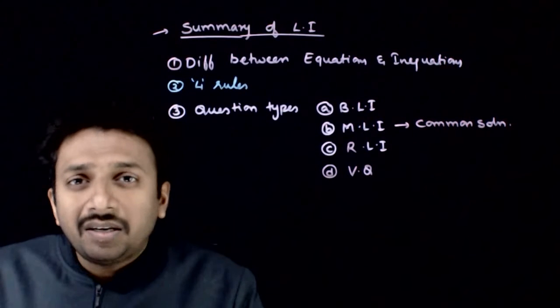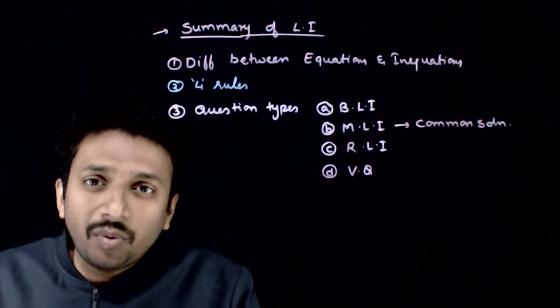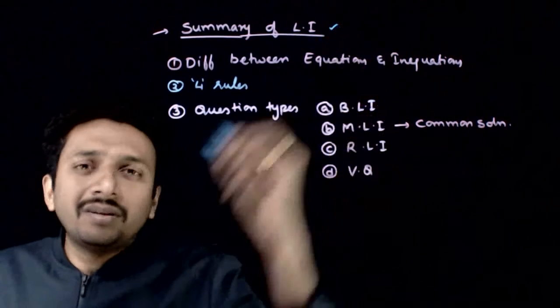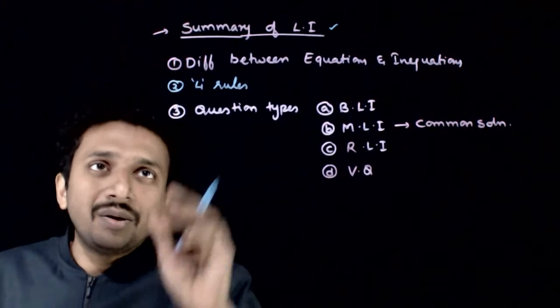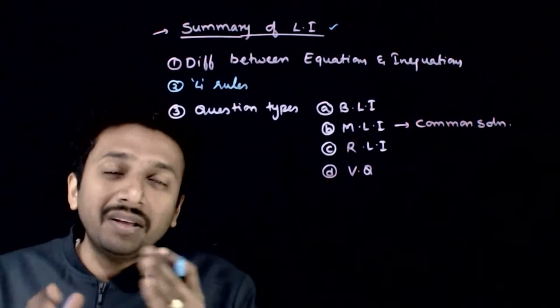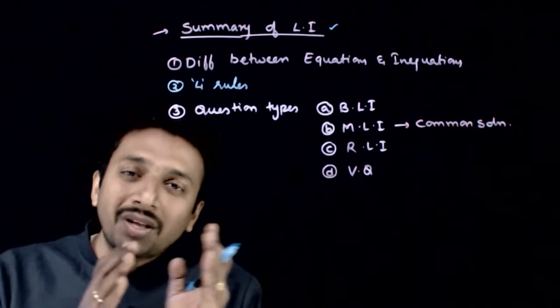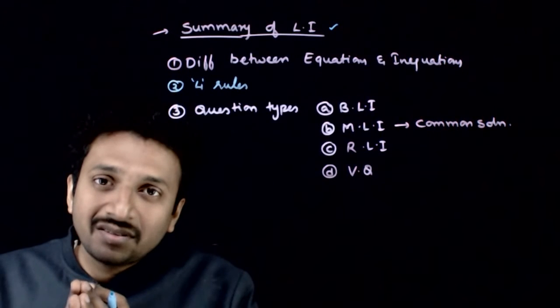So now that you have learned both the theory and various types of questions in linear inequations, let us summarize the topic. It's a very small topic. So the first thing that you need to understand in linear inequations is the difference between solving equations and inequations. So what are the similarities and what are the differences?